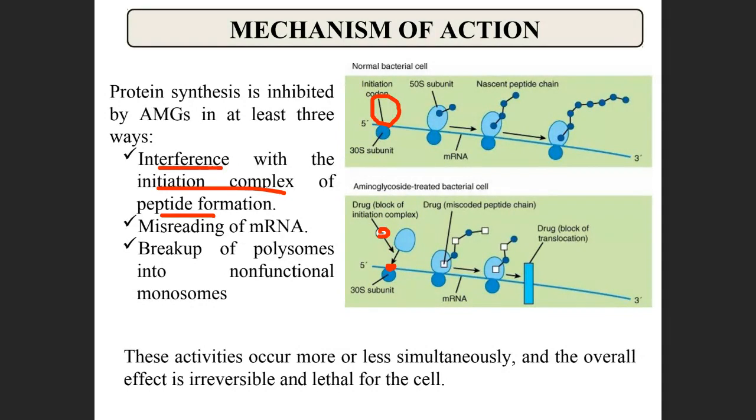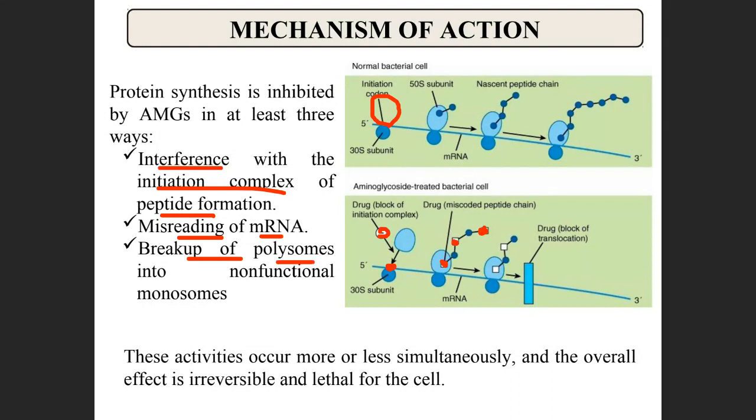The next is, what does it do? It causes a misreading of the mRNA. So it gets incorporated into the 50S subunit and causes miscoding of the amino acids. That means it causes wrong coding of the amino acids so that the protein does not form. Next is, it causes premature breaking of the polysomes.